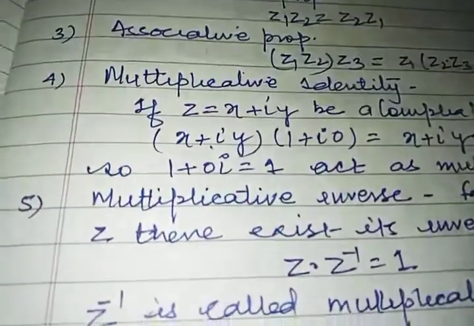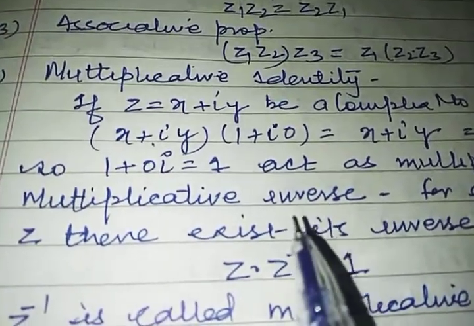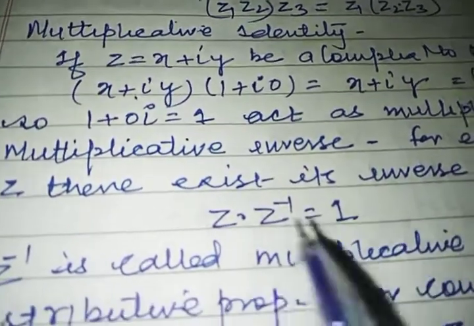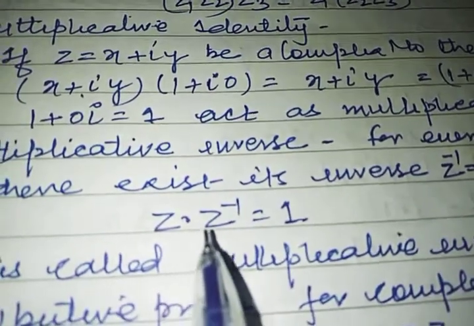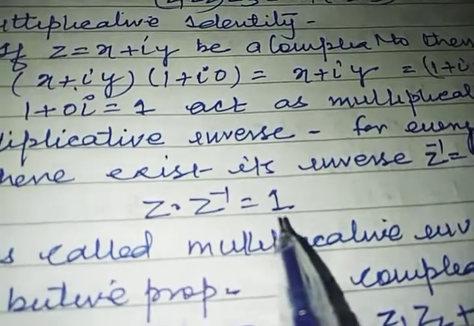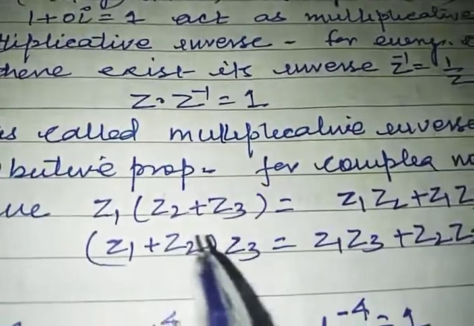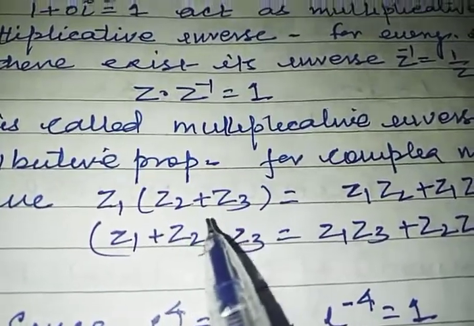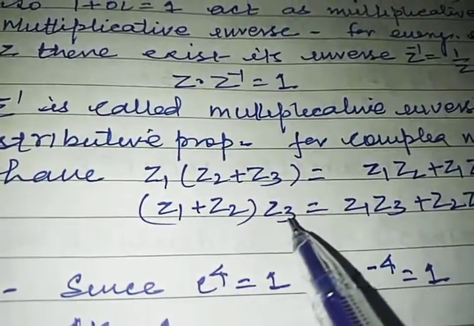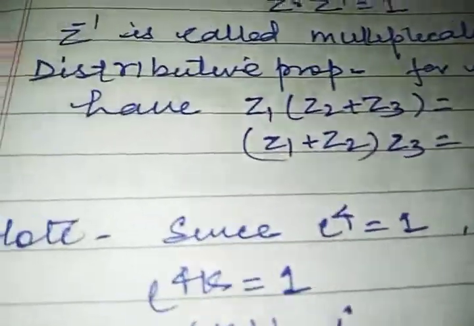Now multiplicative inverse. When a number is multiplied by a complex number and gives the multiplicative identity, that is 1. So for z, the multiplicative inverse will be z inverse, because z into z inverse will be equal to 1. Then distributive property: z1 (z2 plus z3) gives z1 z2 plus z1 z3, or (z1 plus z2) z3 gives z1 z3 plus z2 z3.